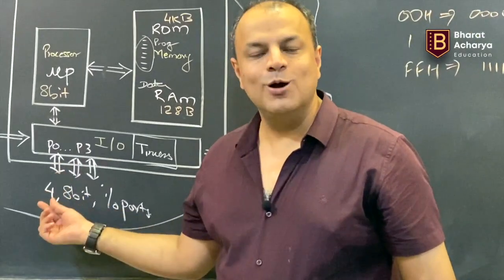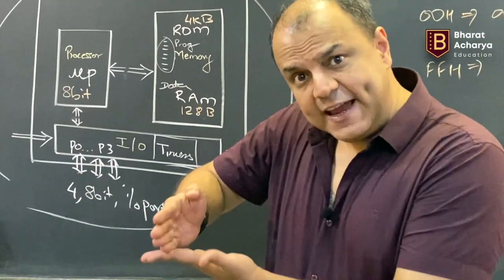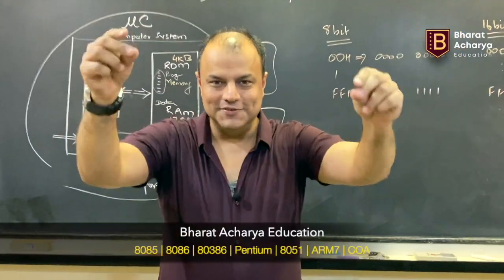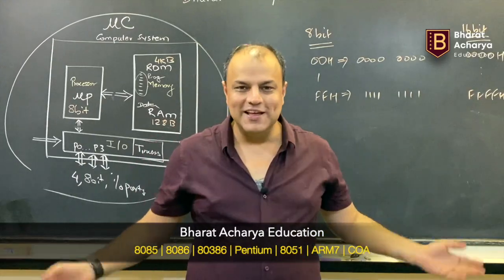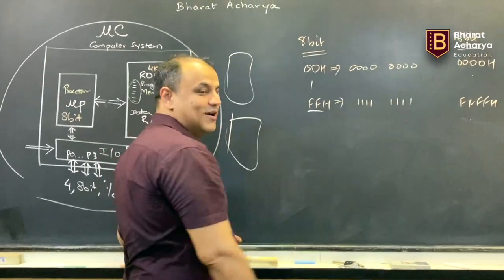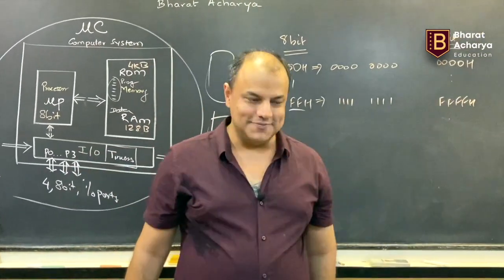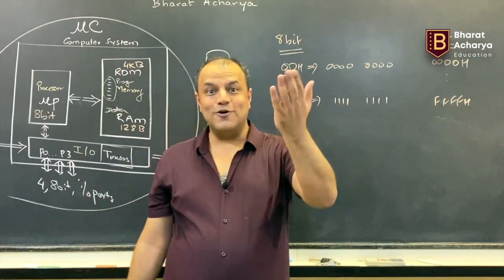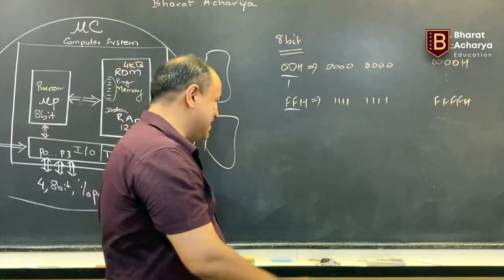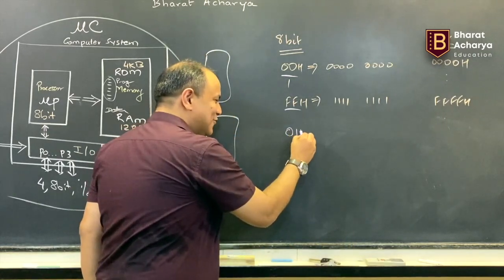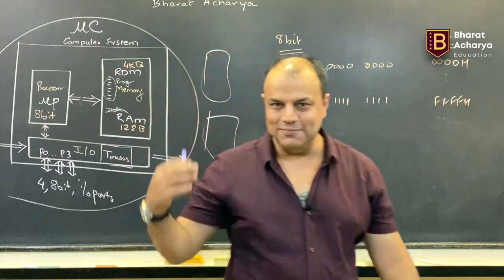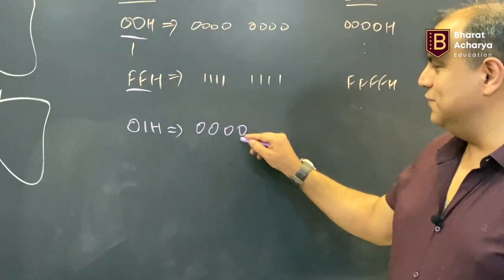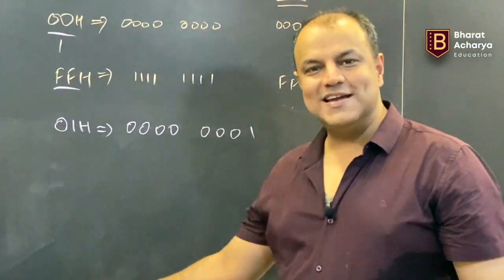Take one port. A port is 8 bits, that means it has 8 lines, correct? I connect those 8 lines to 8 LEDs over here. Okay? Now, I send a number FF. What happens? All LEDs are on. Okay? Assuming active high output. I send the number 00. All LEDs are off. Now, let's do some magic. I send the number 01H. What is 01? Tell me the binary form. Come on, I've taught you how to do this. 01 is 0000 0001.